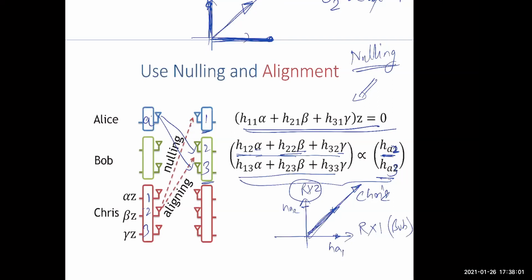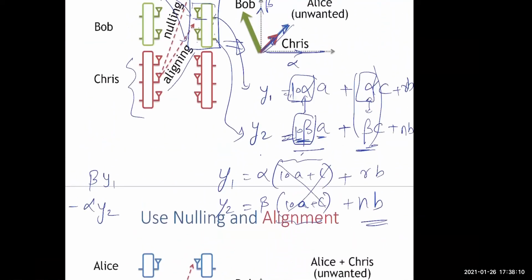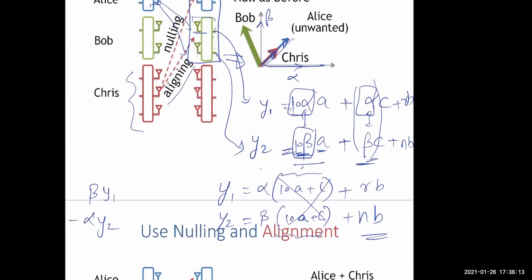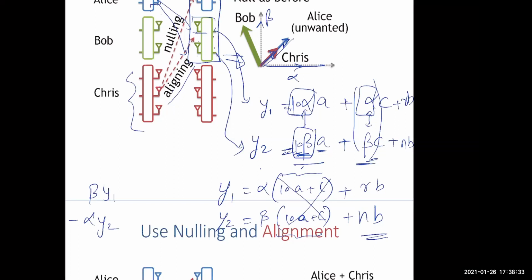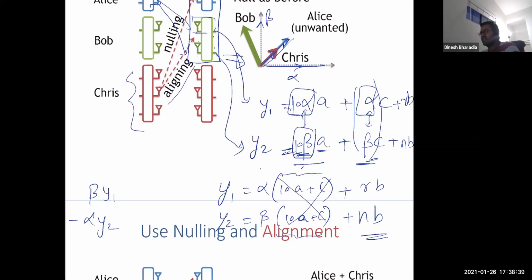Can you go back to the previous slide and let me see again when the alignment condition is met and how do you get to the signals? Okay, so Y1. Clear? Beta Y1 minus alpha Y2. I think you need to internalize it and get away.